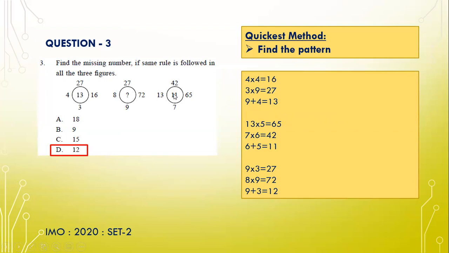This is a central number. 13 fives are 65 and 7 sixes are 42, and 6 plus 5 is 11, which is a central number. Similarly, 9 eights are 72 and 3 nines are 27. So it will be 9 plus 3, which is 12. So here the central number is 12.